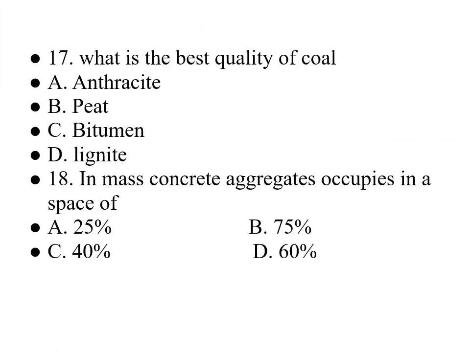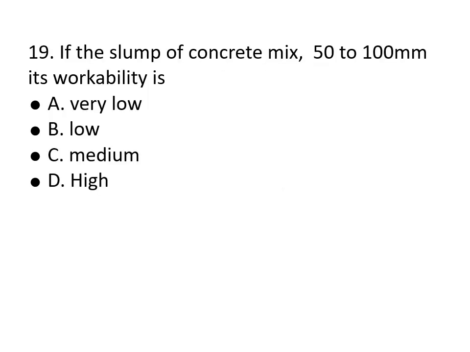In 17th question, what is the best quality of coal? Option A is the answer, anthracite. It is the hardest coal, high carbon content and used for power generation and domestic fuel. In 18th question, in mass concrete, aggregates occupy a space of, option B is the answer, 75%. 19th question, if the slump of concrete is 50 to 100 mm, its workability is, option C is the answer, medium.